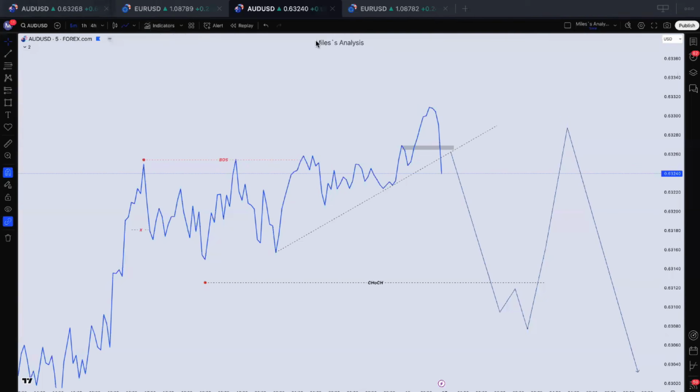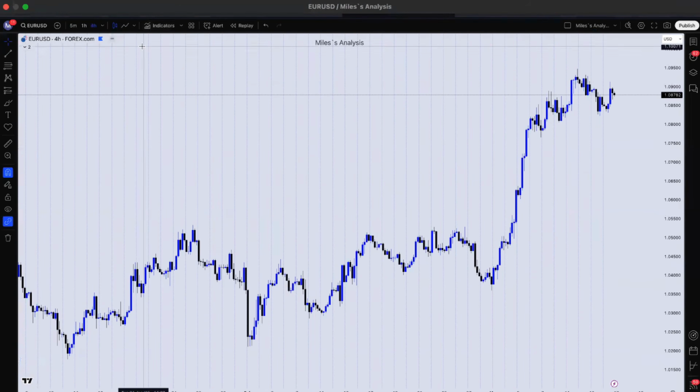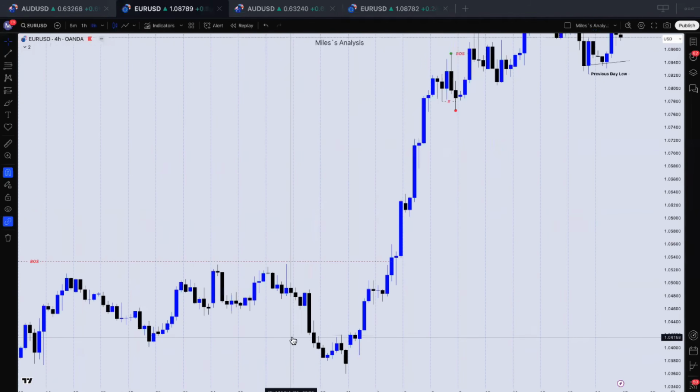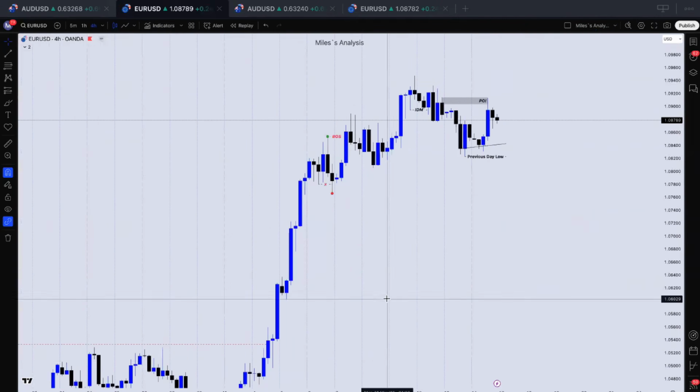I will now go to the euro dollar. So on the euro dollar, I'm just going to use the analysis that I already did so that I'll leave time for questions. So on the H4, we can see price is bullish. We don't even need to do analysis. It's very clear that price is bullish.